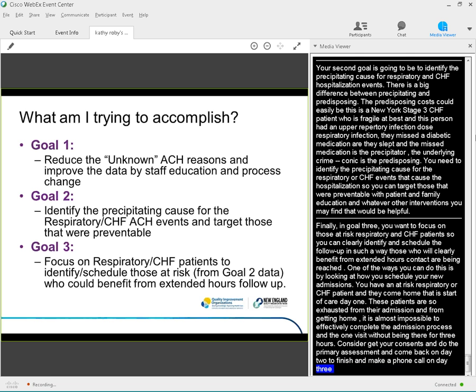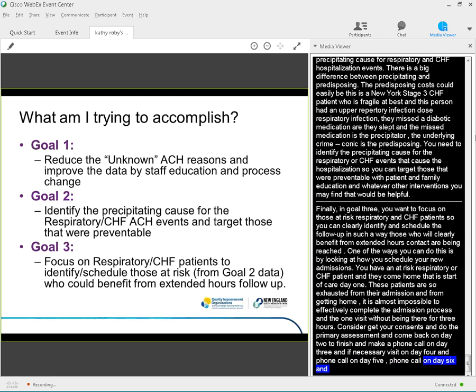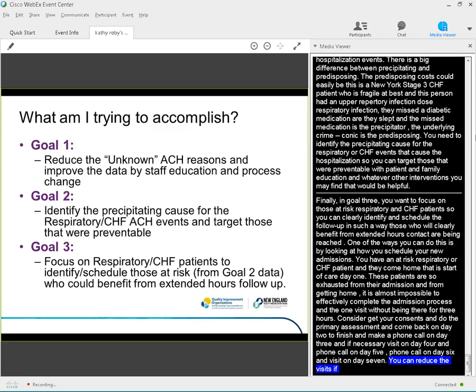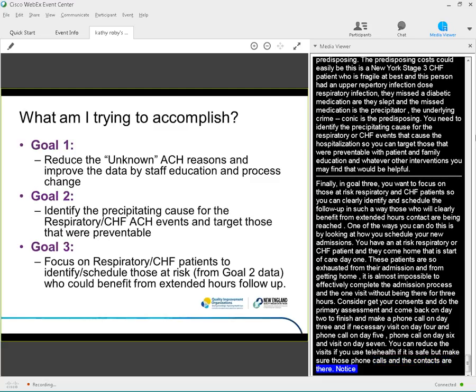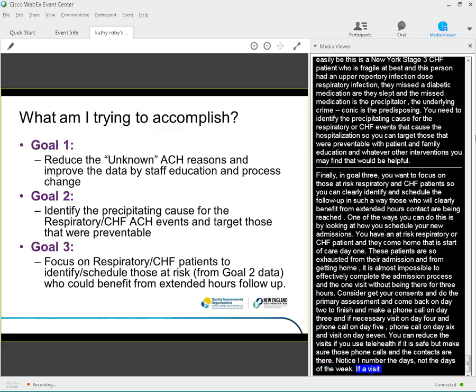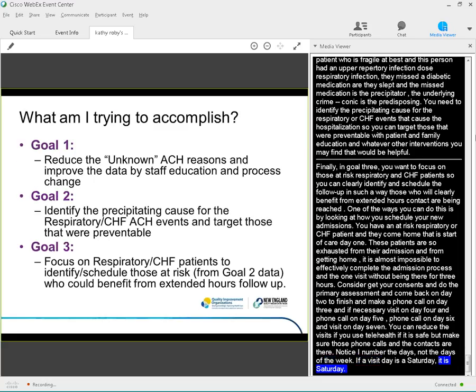You can reduce the visits if you use telehealth, if it's safe, but make sure that those phone calls and the contacts are there. Notice I numbered the days, not the days of the week, because if a visit day is a Saturday, it's a Saturday. It's the extended hours follow-up that is going to make the difference between an admission or someone who stays at home.